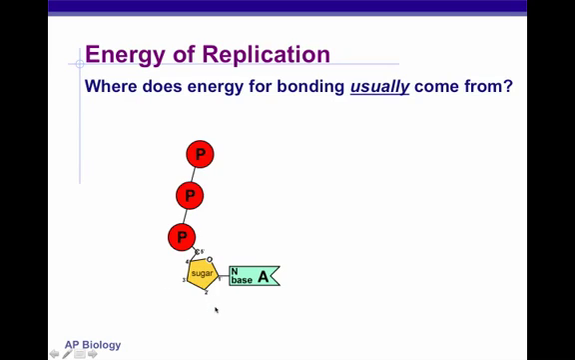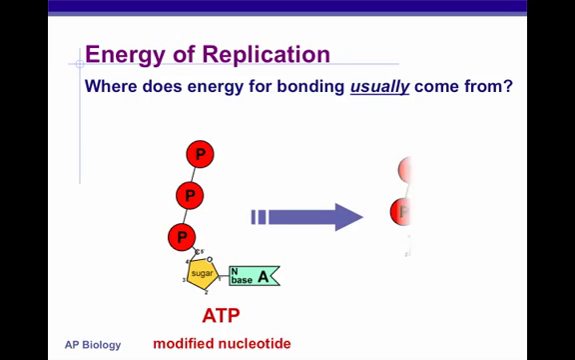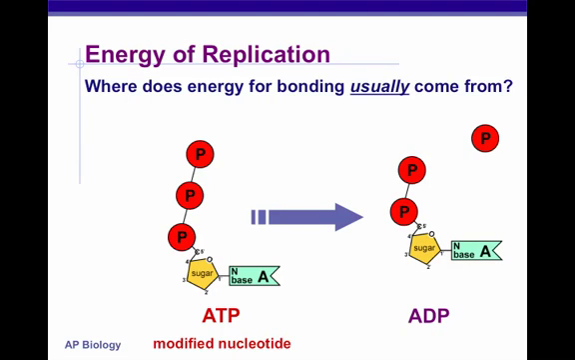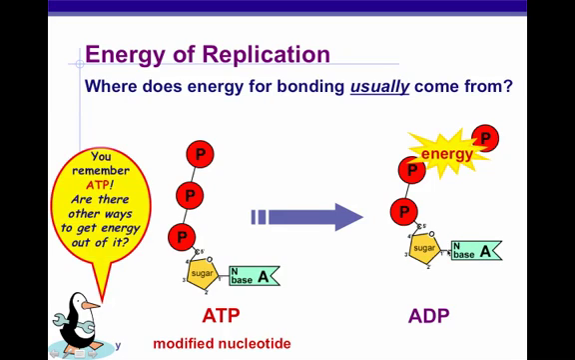Where does energy for bonding usually come from? Well, down here we have ATP, which is essentially just a modified nucleotide. Here's ADP. This is how we know ATP normally acts: you lose one phosphate. This becomes an inorganic phosphate, meaning that it's not bound to this sugar anymore. And when that happens, we release energy.